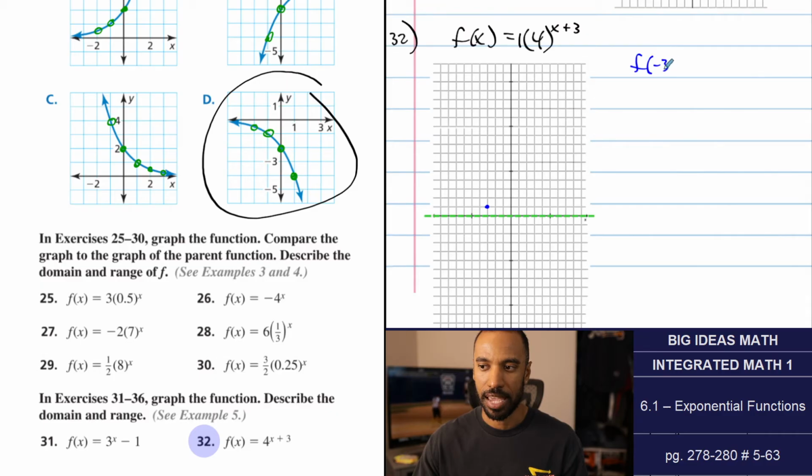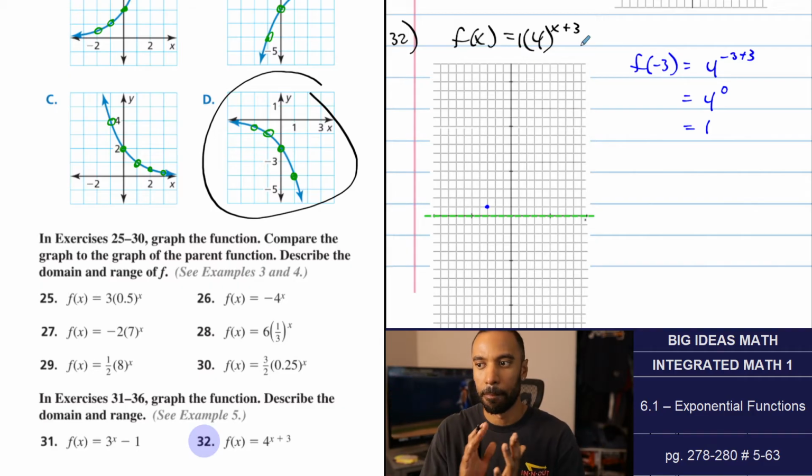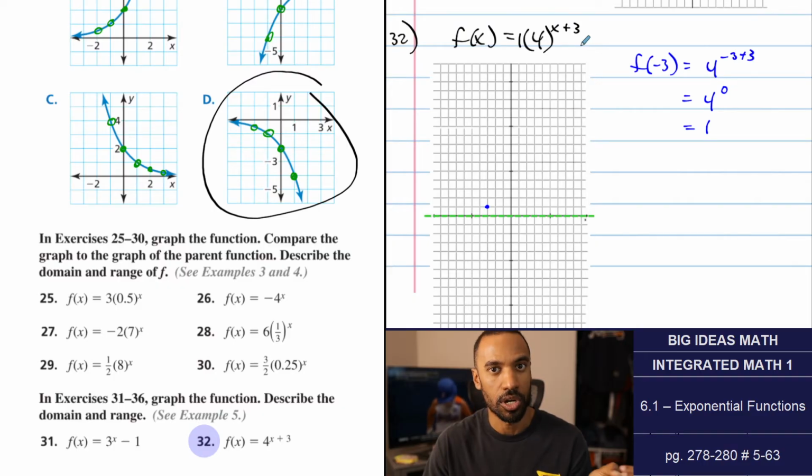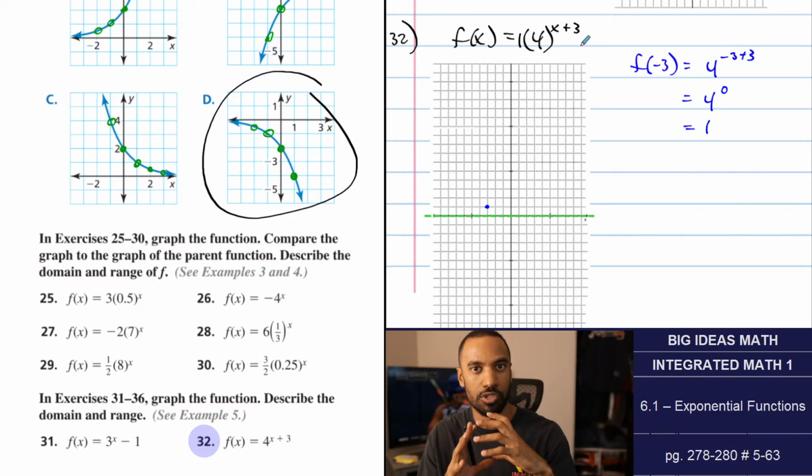Let's do f of -3. Why does this happen this way? That's 4 to the -3 plus 3 power. -3 plus 3 is 0, and 4 to the 0 is 1. If you put the 1 out here, 1 times 1 is 1. We're plugging in the x value that gives us a 0 exponent. A 0 exponent wipes out your b and leaves you with a.